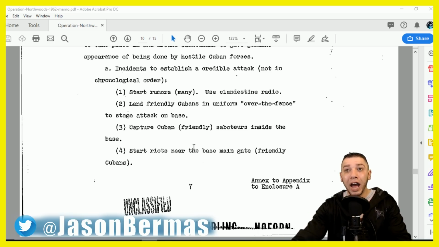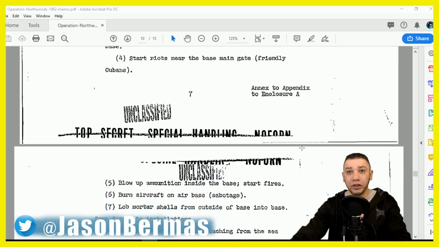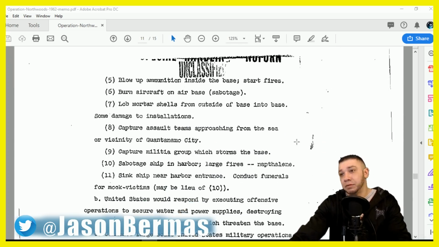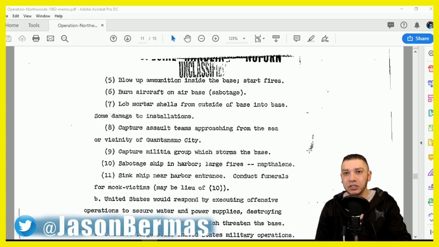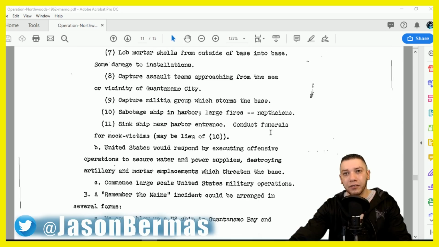Okay? Start riots near the main gate. Friendly Cubans. Again, all these people that are doing so are U.S. operatives or on the U.S. payrolls. All right. Blow up ammunition inside the base. Start fires. Burn aircraft on the base. Sabotage. Lob mortar shells from outside of the base into the base. Some damage to the installation. Capture assault teams approaching from the sea or violently of Guantanamo Bay.